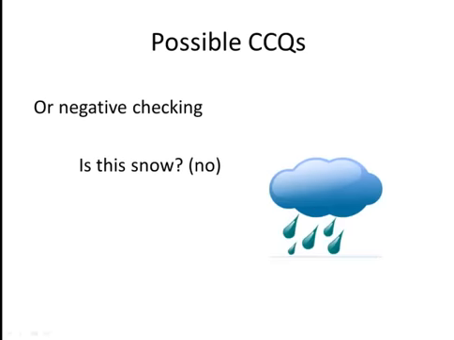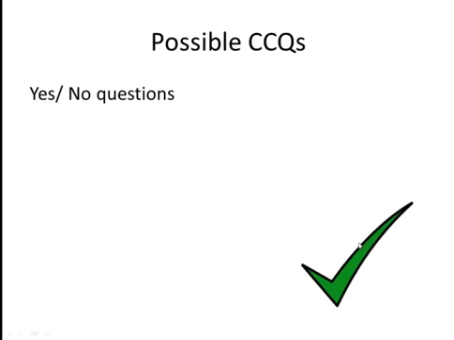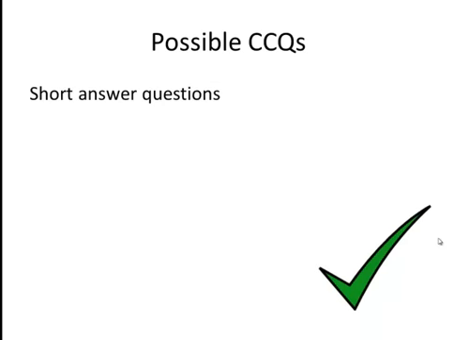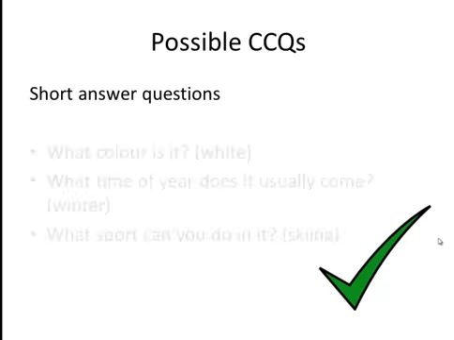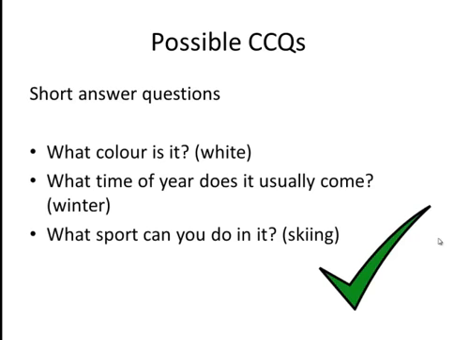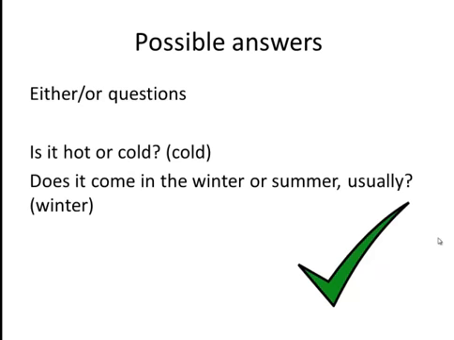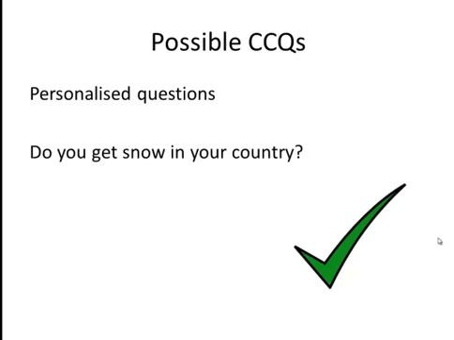You could also do this in the negative. Is this snow? No, it isn't. You can also ask yes or no questions, things like this. Okay, so where the questions are short, yes no questions are often the ones that people do ask. But they don't have to be yes no, they could be short answers, like this, for example. And they could be either or questions, like this. Or personalised questions, like this. For example, clearly you'd have to know which country they came from.